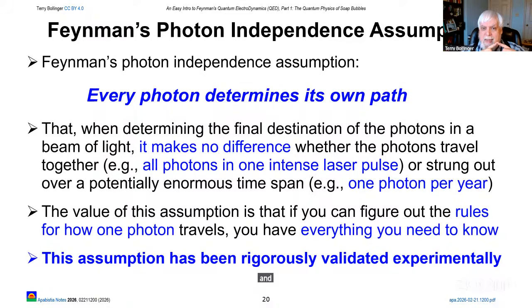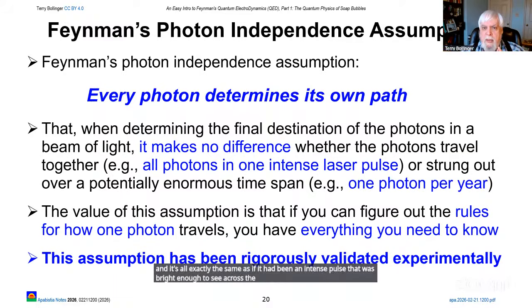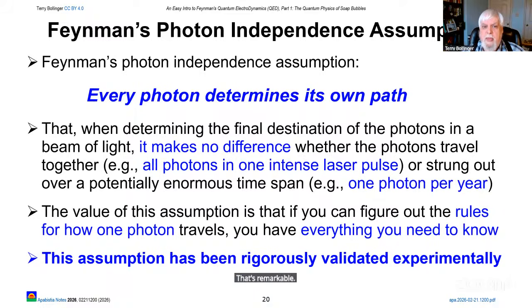And it's all exactly the same as if it had been an intense pulse that was bright enough to see across the entire galaxy. So think about that. How does one photon know the same math exactly as some enormous burst that would illuminate the entire set of galaxies? So that's how strange this gets. But experimentally, including with lenses like that, that's what we always see. Individual photons have the whole story. If you can understand the photon, you can understand the underlying physics. That's remarkable. That's why Feynman was able to simplify things.